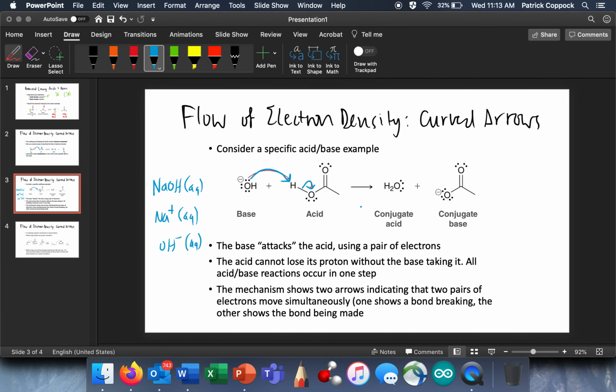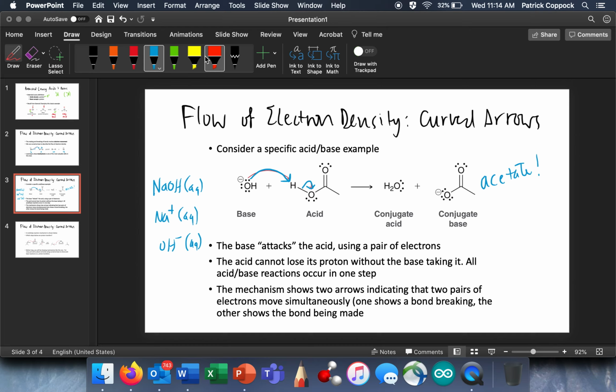Okay, happening in concert. And so these two happen at the same time. We have to draw them at the same time too, right? You can't draw them in separate pictures. So when that happens, this lone pair of electrons comes back onto that oxygen, and we have the conjugate base, which is acetate, an old friend of ours, okay?